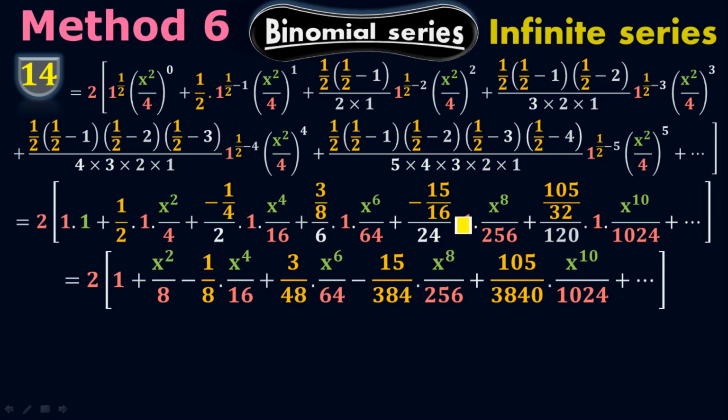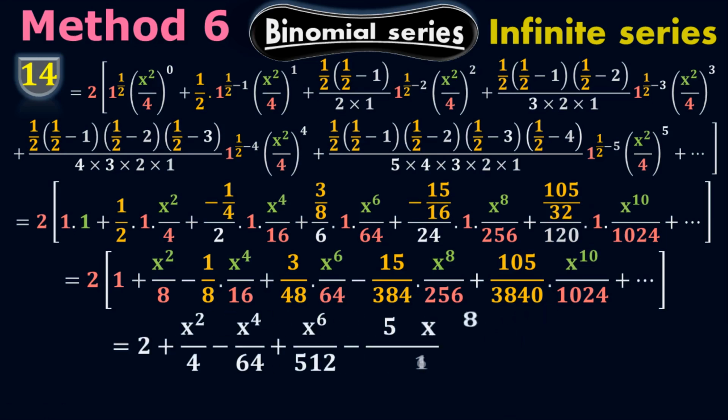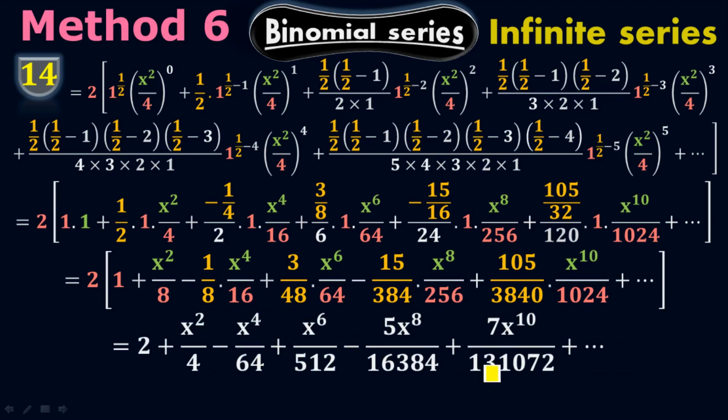Similarly, this 24 goes up and has a product with the 16 to have 384. 120 goes up and has a product with 32 to have 3840. By taking the product of 2 with all the terms, I will have this expression.